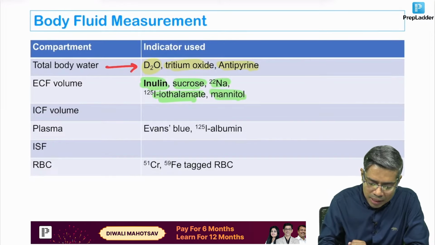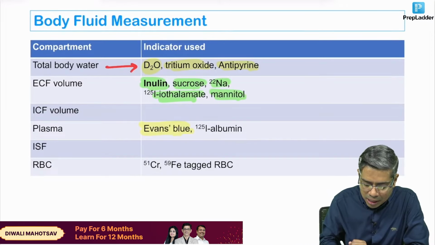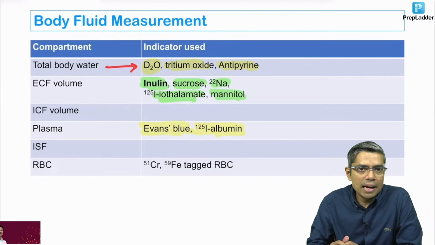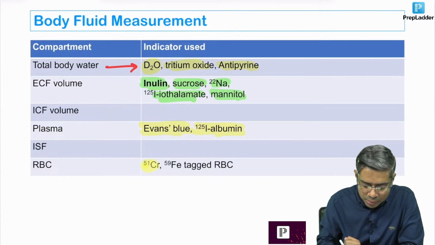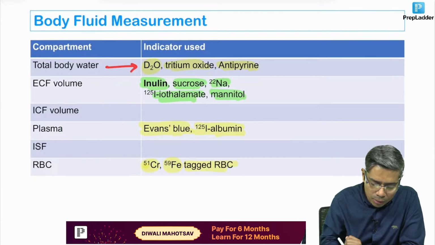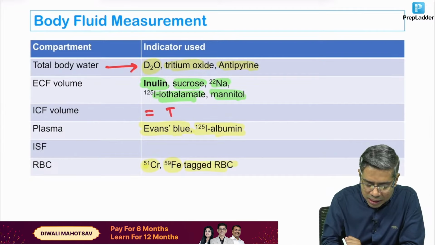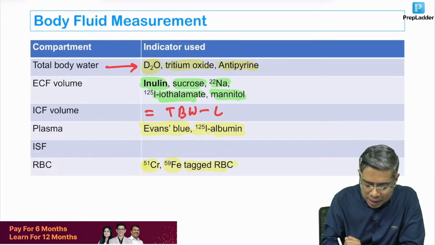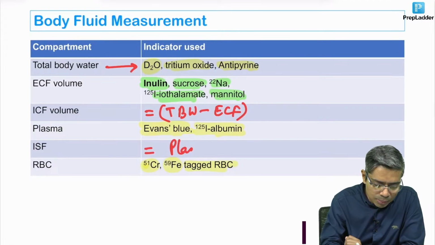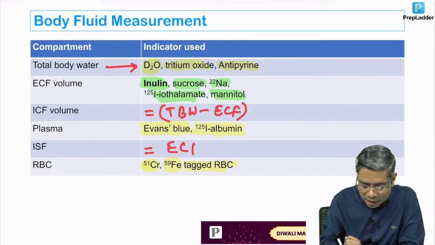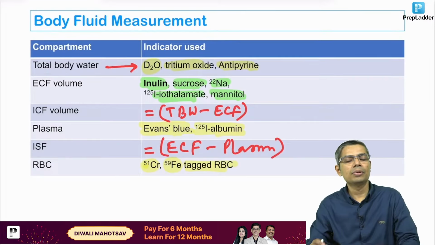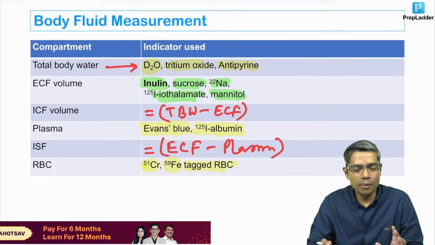In the same way, plasma volume can be measured by Evans blue. This has been asked multiple times, and iodine-labelled albumin can also be used. For RBC volume measurement, chromium-tagged RBC can be used. And we all know that ICF volume cannot be measured directly, so total body water minus ECF volume will give you the ICF, and for interstitial fluid you have to measure ECF volume minus the plasma volume, right? So these are the things that you have to remember at least from this topic.